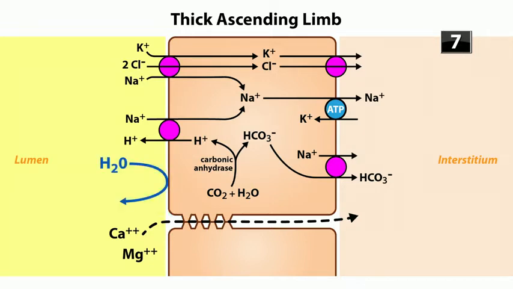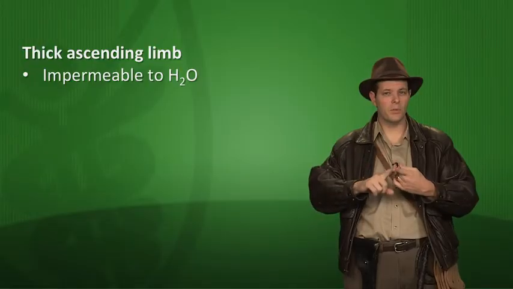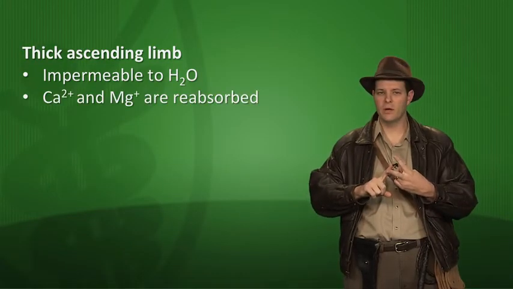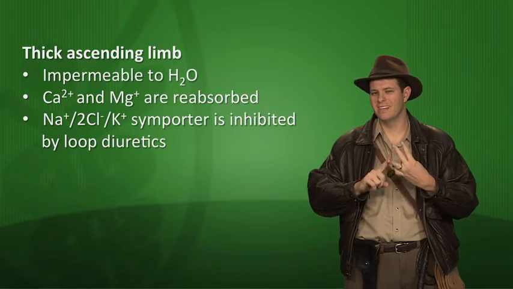But even though the tubular cells are impermeable to water, because you're reabsorbing all those cations, sodium, potassium, calcium, magnesium, what's happening to the urine concentration? Is the filtrate becoming more concentrated or less concentrated? Well, the filtrate's less concentrated, right? You have fewer ions, so the filtrate is less concentrated. Or another way to say it is that it's more dilute. So the thick ascending limb is diluting the urine. So again, the 3 things I want you to know about the thick ascending limb. It's impermeable to water, calcium and magnesium are reabsorbed here, and the sodium chloride potassium symporter is inhibited by the loop diuretics.